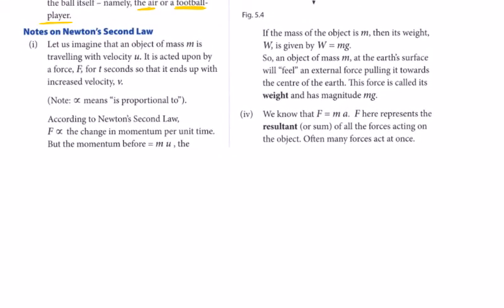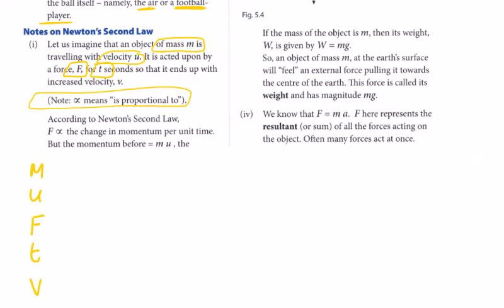So let's imagine we're going to call these masses m in these questions. What about if velocity is u here? So we have a mass m traveling with velocity u and acted on by a force F for t seconds. So you can see all my variables here: m, u, F, and t. We normally use capital F and small letters for the other ones. And we also have v here for velocity. And this symbol here means is proportional to.